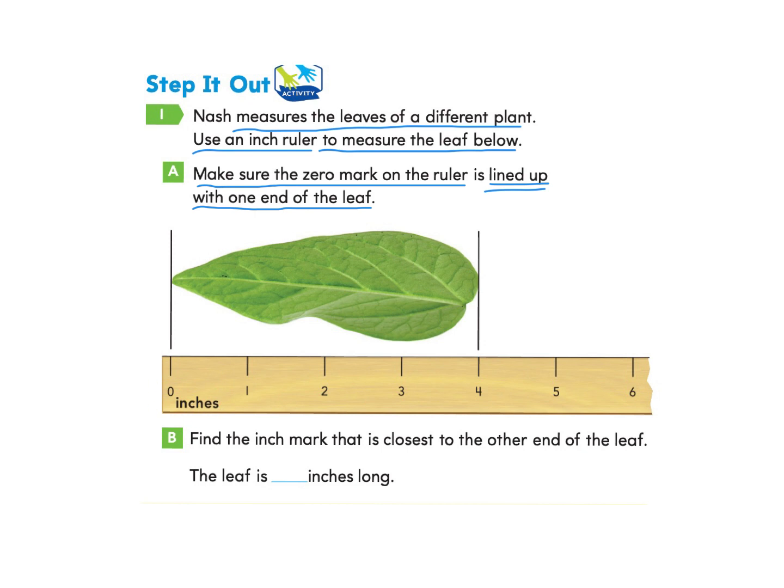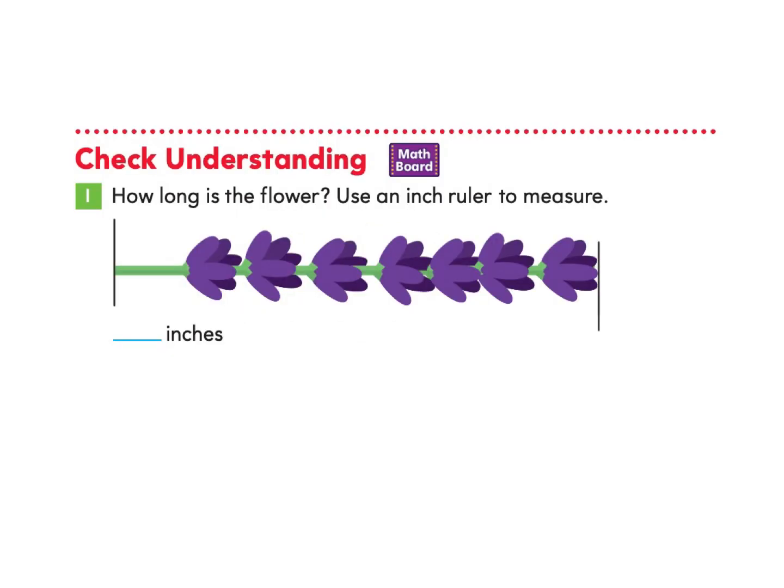Okay, so we see here that we've lined it up with the 0, and then it goes all the way over, and then this is where it ends. So now find the inch mark that is closest to the other end of the leaf. We've lined it up at 0. What is the closest inch mark? Looks like it is this number right here, 4. So we can answer the leaf is 4 inches long. And we can see that 1, 2, 3, 4. Great job. So let's check for understanding.